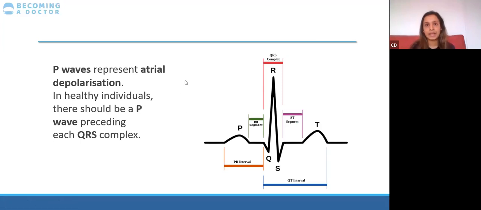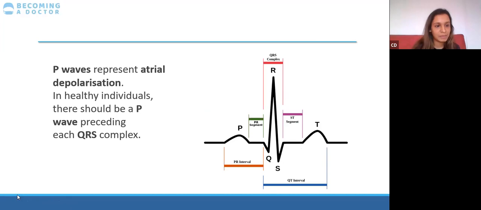So what is a P wave? I think this is where people started coming in. The P wave is this little bump here before the QRS complex, and it represents atrial depolarization. So in healthy individuals, there should be a normal QRS complex before each normal P wave, sorry, a normal P wave before each QRS complex.